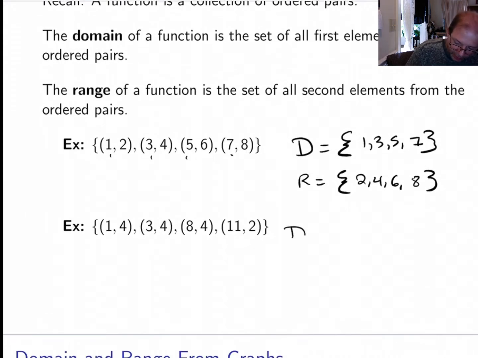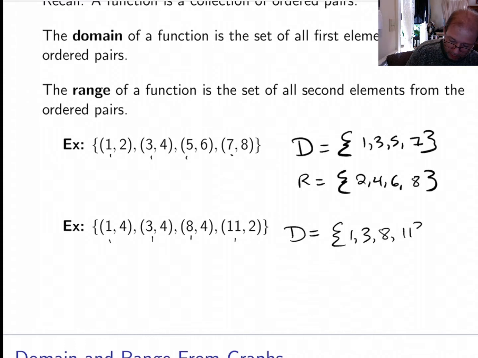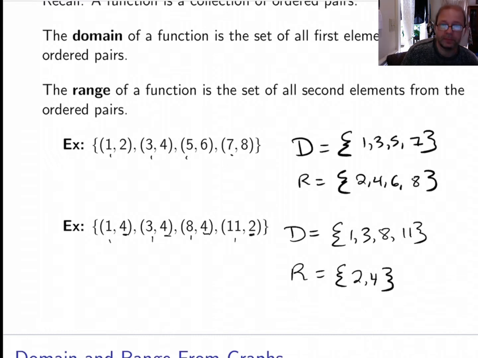The second example, the domain is going to be 1, 3, 8, and 11. And the range, let's see, we've got 4, 4, 4, and 2. But if something shows up twice, you only count it once because this is a set. We don't put repeated elements in there. So I'd put in 2 and 4.